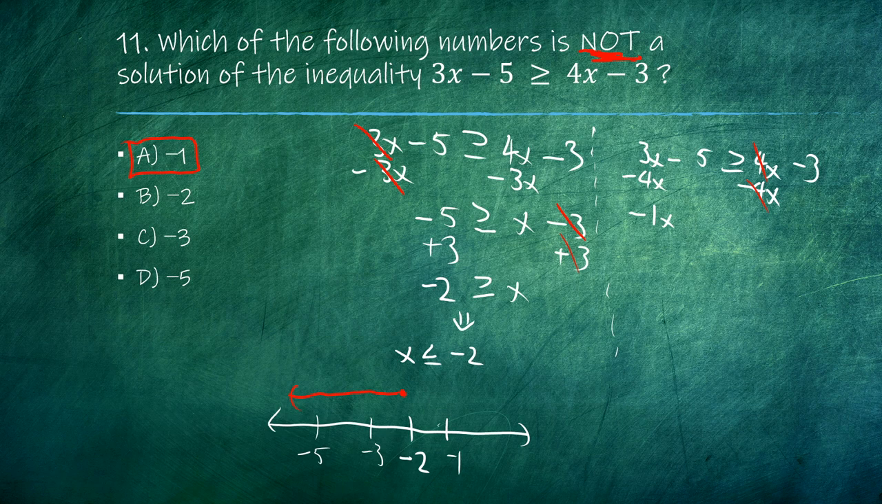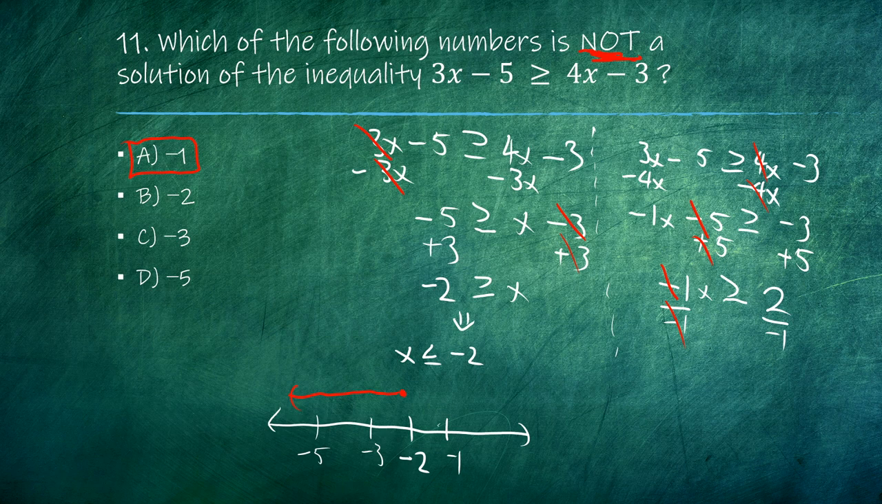So we have here negative 1x minus 5 is greater than or equal to negative 3. And to isolate the x, we can move the negative 5 to the other side, so plus 5 on both sides. So this will cancel. We have negative 1x is greater than or equal to 2. And to solve for x, we have to divide both sides by negative 1. And remember, when we are dividing or multiplying the inequality by a negative number, we have to flip this inequality sign. So now this will cancel out.